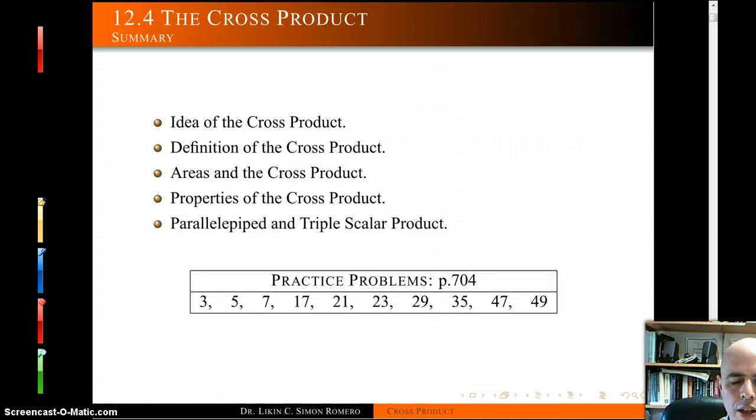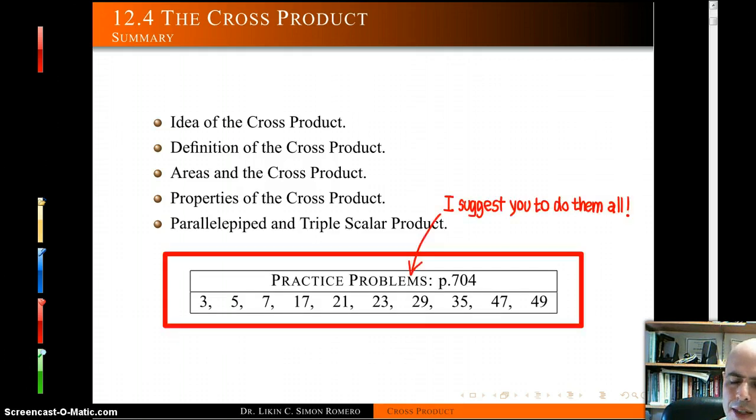In this section, we're going to talk about the idea of the cross product, the definition of the cross product, areas and the cross product, properties of the cross product, and parallelepiped and triple scalar product. These are the practice problems. As always, I suggest you do them all.